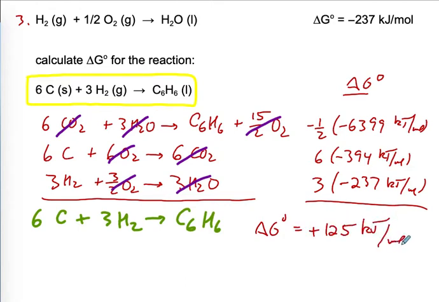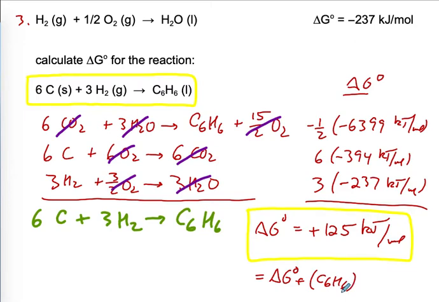So because free energy is a state function, we can use Hess's law to calculate the standard free energy change for this process. Once again, this is equal to the standard free energy of formation of the product liquid benzene, C6H6, because it's being formed from its elements. And again, because it is positive, that means the formation of this compound from its elements is non-spontaneous. It's an unstable compound.